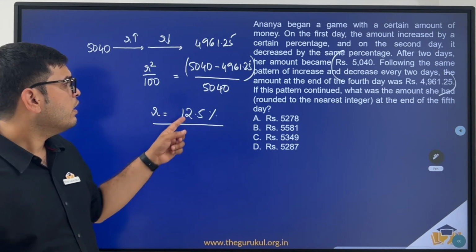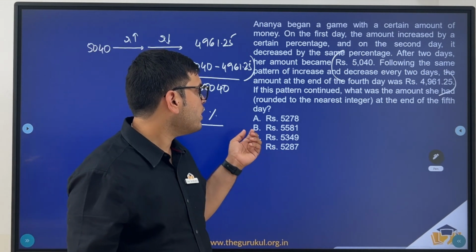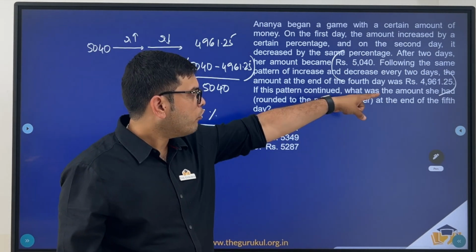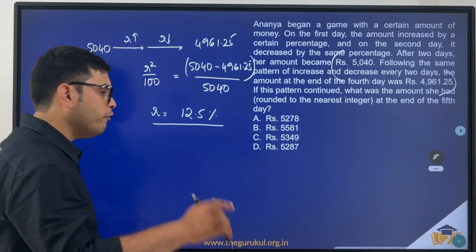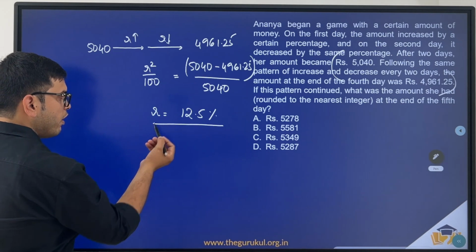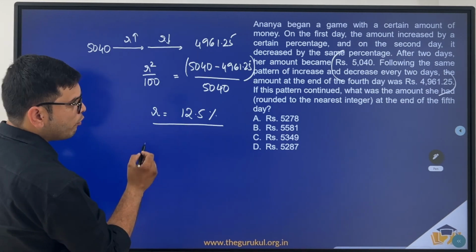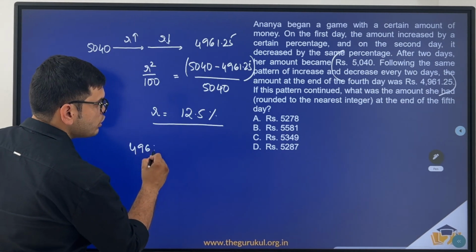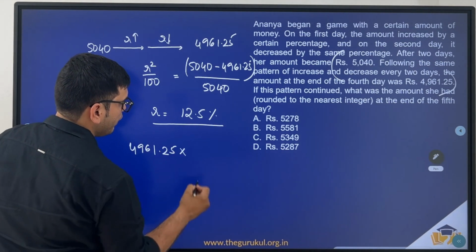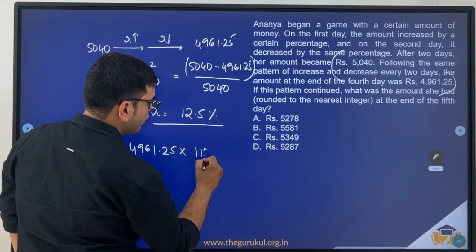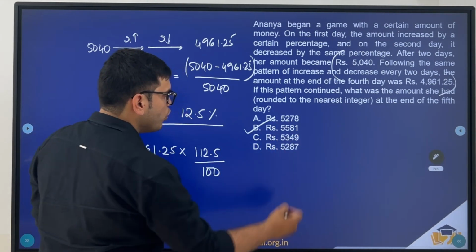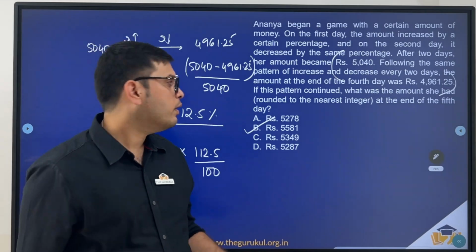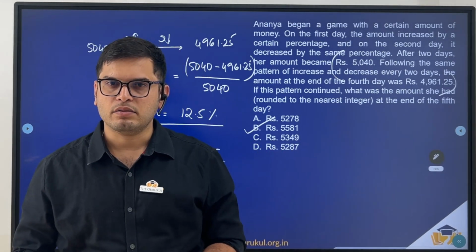Now, what was asked? If this pattern continued, what was the amount she had at the end of the fifth day? Now, 4961.25 was the amount at the end of the fourth day, right? Fifth day, there will be an increase of 12.5%. So, fifth day, the amount would be 4961.25 into 112.5 by 100, and this is nearest to 5581. Hence, option B should be the answer.